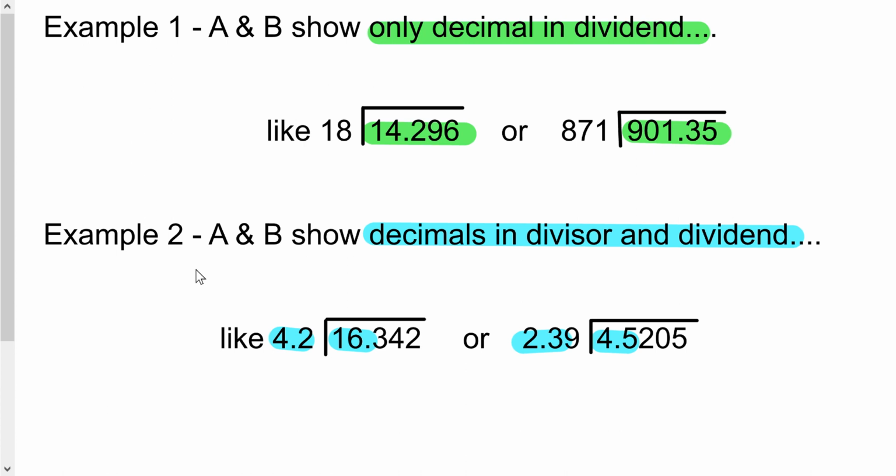Then down here for example 2, what happens if you have a decimal on the outside and a decimal on the inside? That's what's going to be taken care of there.